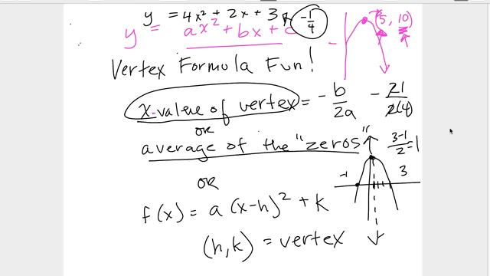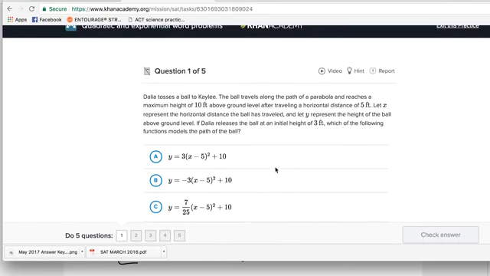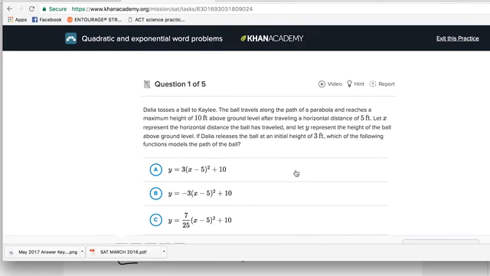And finally, the last way that you should be able to know where a vertex is or how a vertex works is by knowing the standard form of a quadratic equation. And this is the standard form of quadratic equation. That's actually what I should use for this that I pulled up over here, which is just a Khan Academy problem from quadratic and exponential word problems.